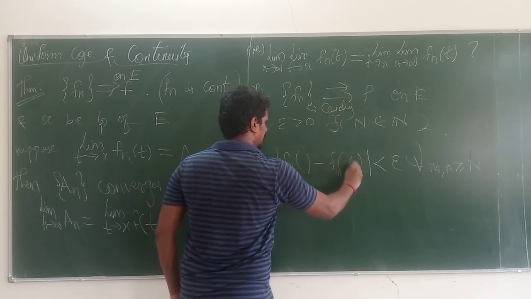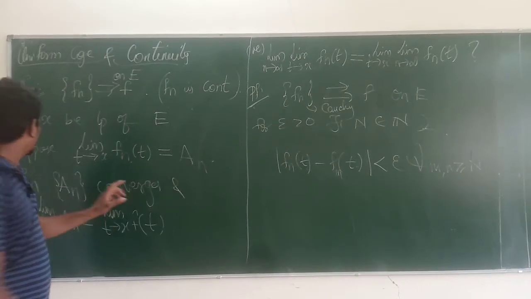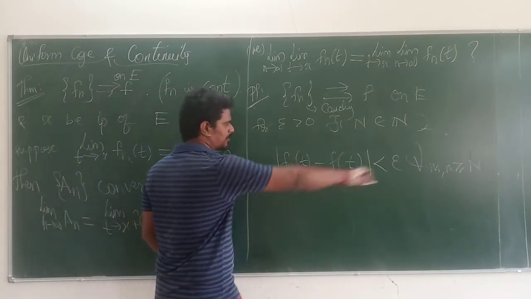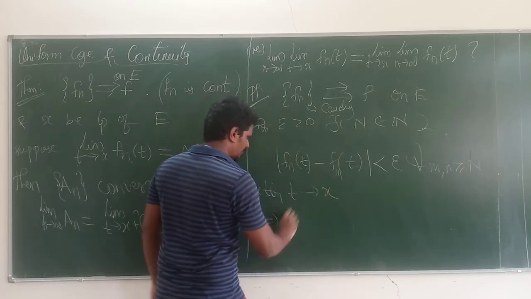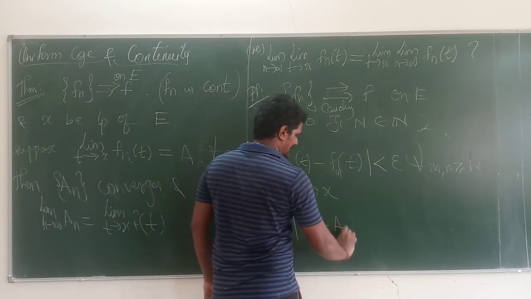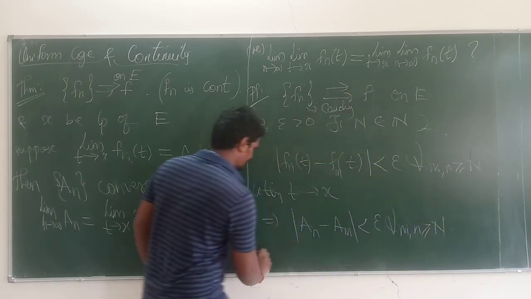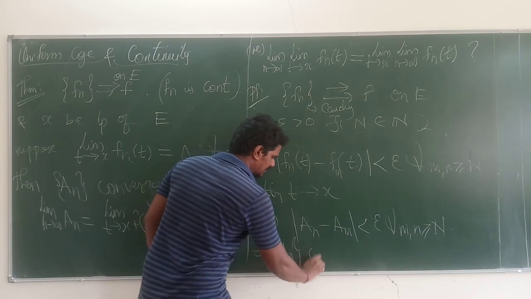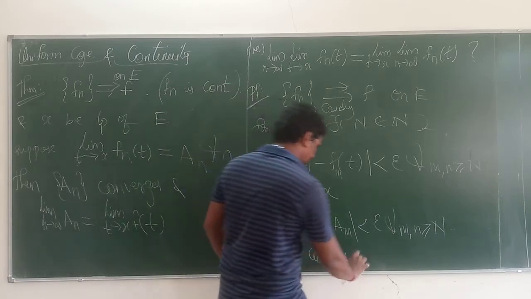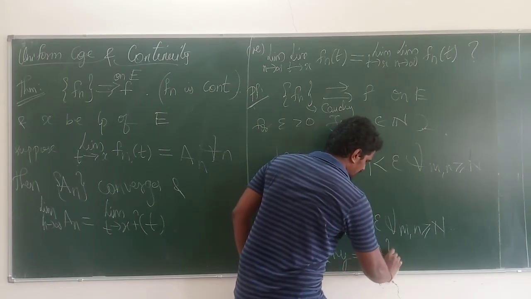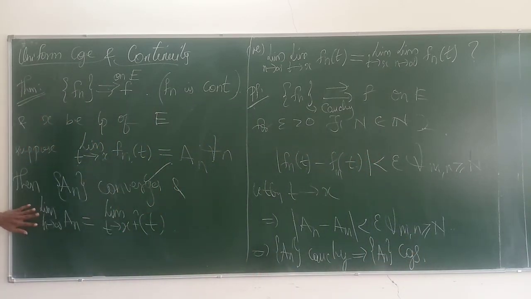Here, as t goes to x, this fn(t) is nothing but an for every n. Okay, so now letting t go to x, we will have mod an minus am is less than epsilon for every m, n greater than or equal to N. This means what? This means this sequence an is Cauchy, which is a Cauchy sequence in complex numbers. So this an converges. So we have proved that this converges. An converges. Now we have to prove that the limit of an is nothing but this.